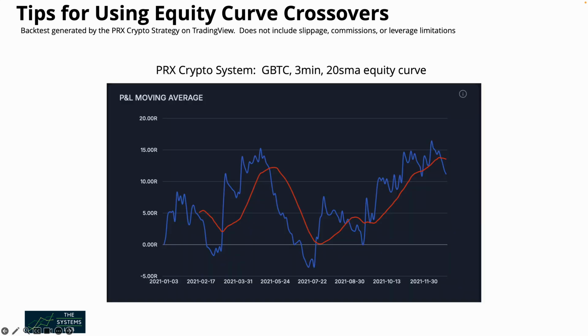What you could do when you first start backtesting is just begin by simply eyeballing an equity curve with a moving average applied. What we're looking at here is, in blue, the equity curve of the PRX crypto system trading GBTC, which is a Bitcoin ETF, on 3-minute bars. And then the red line is the 20 SMA of the equity curve. These are backtests that are generated by the PRX crypto strategy on TradingView.